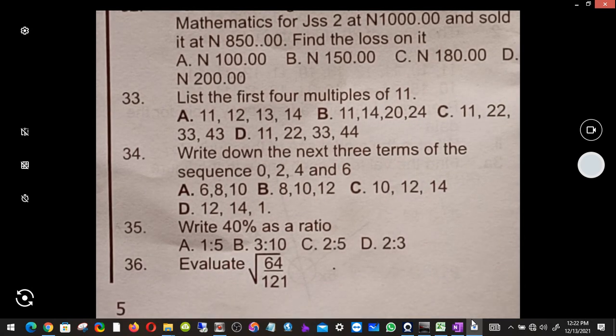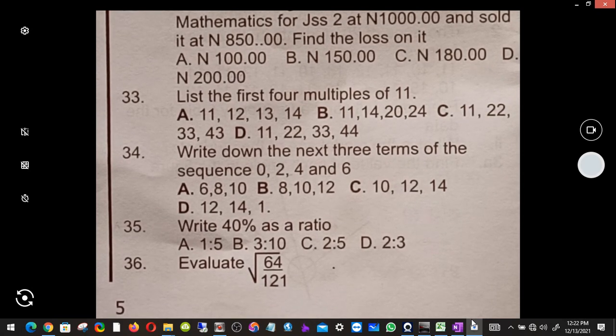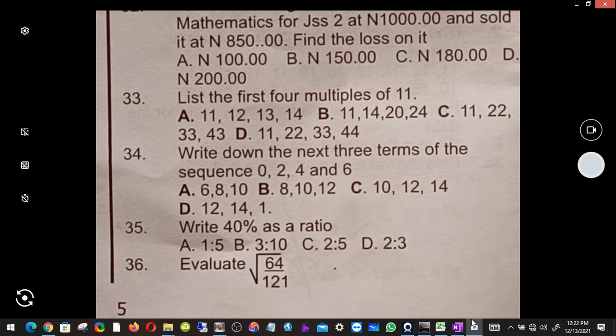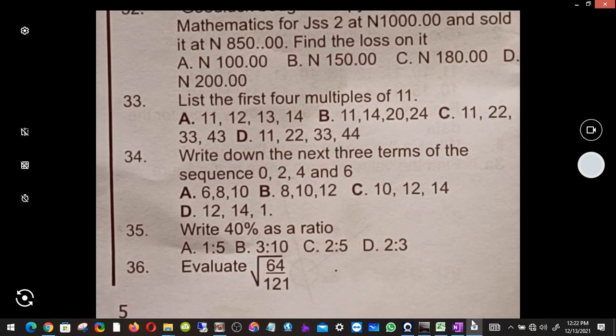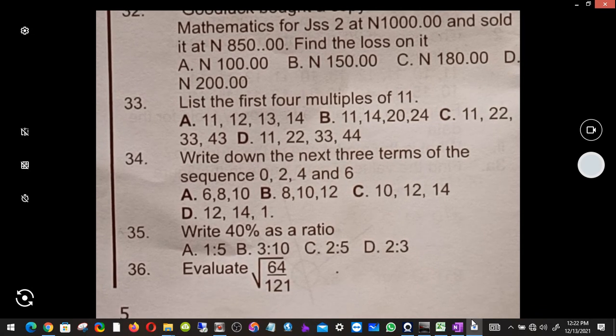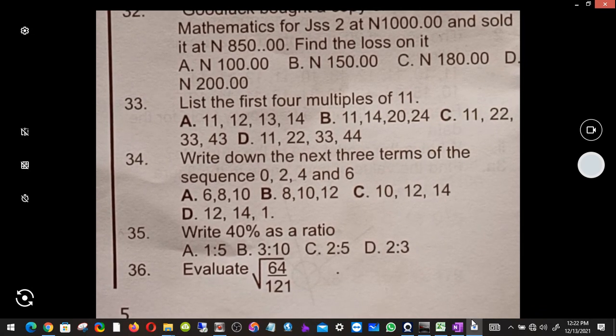Number 34. Write down the next three terms in the sequence 0, 2, and so on. What is happening here? Adding 2. 0 plus 2 is 2, plus 2 is 4, plus 2 is 6, plus 2 is 8, plus 2 is 10, plus 2 is 12. Option B. Next.